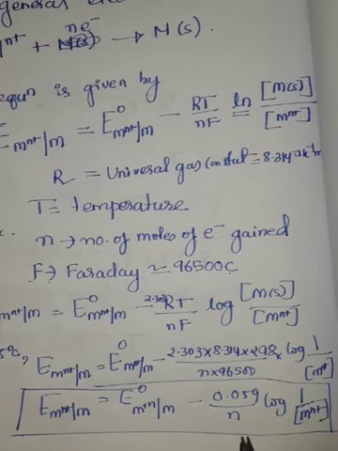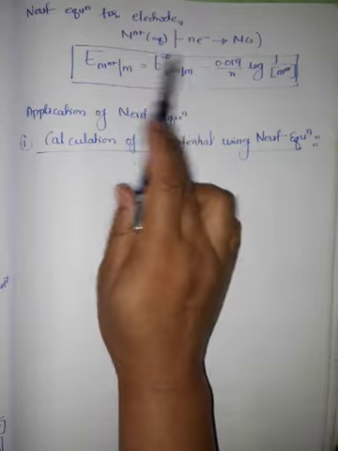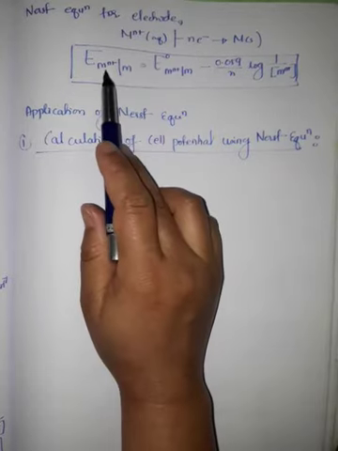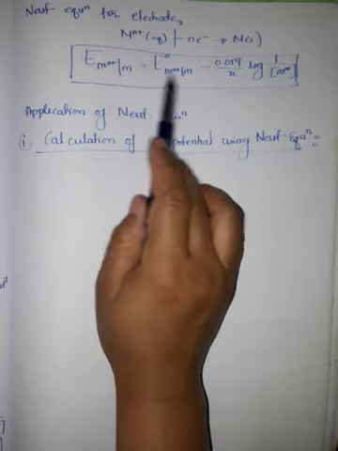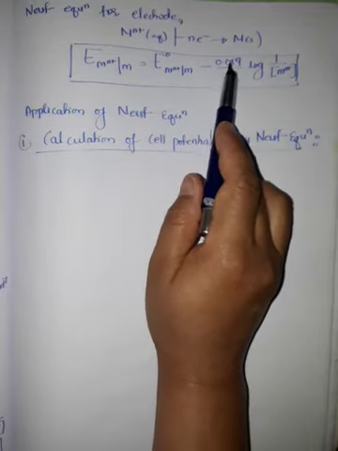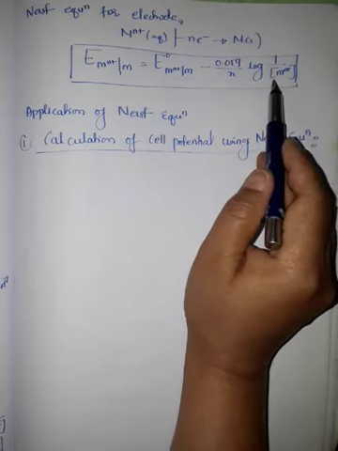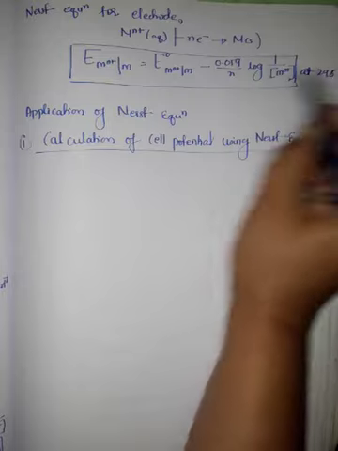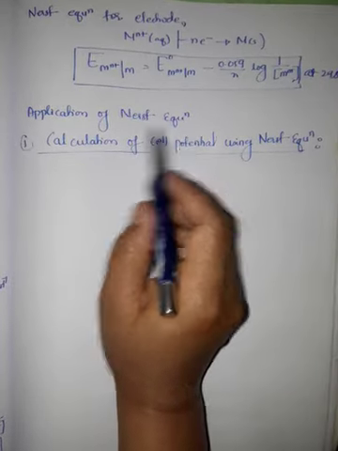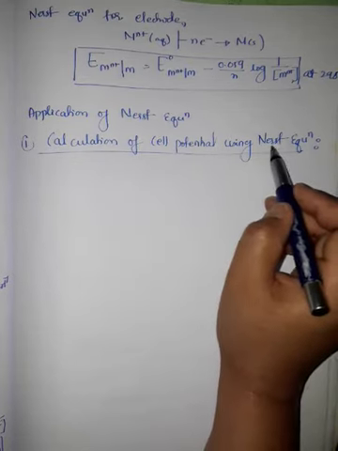Now let us discuss its applications. Again, the Nernst equation for any electrode is: electrode potential is equal to standard electrode potential minus 0.059 divided by n log 1 by the concentration of the electrolyte, at 298 Kelvin. Now, one application is the calculation of cell potential using the Nernst equation.